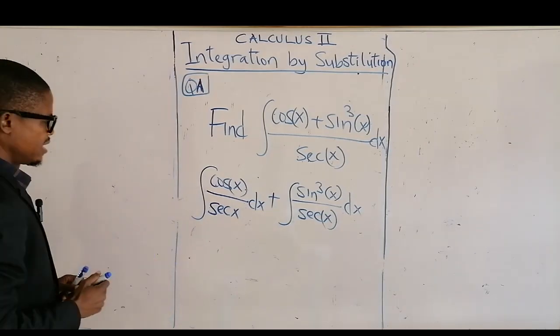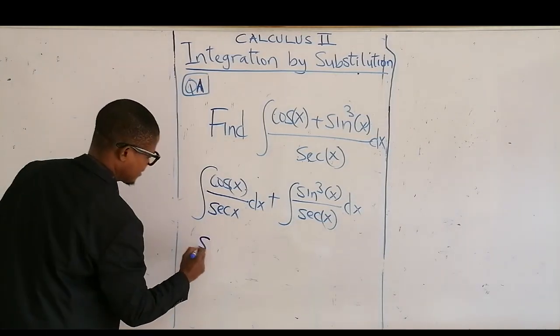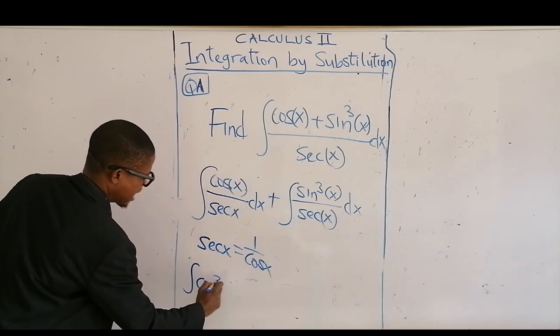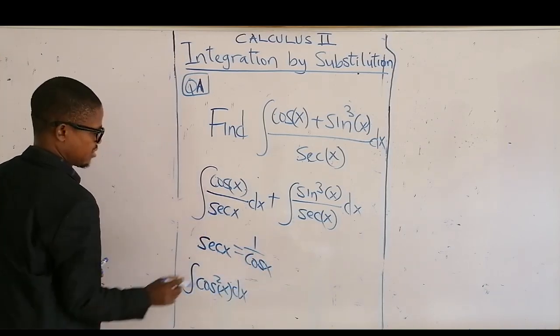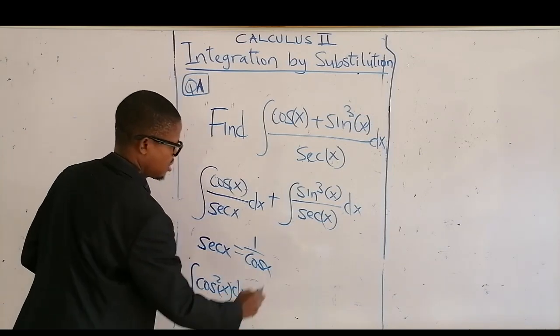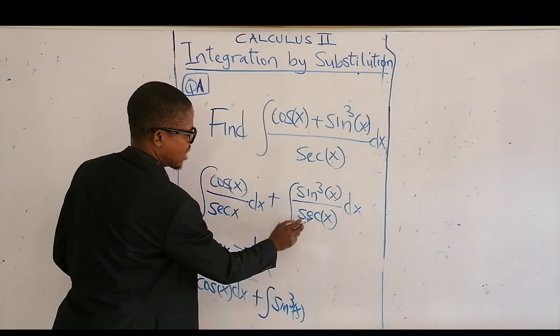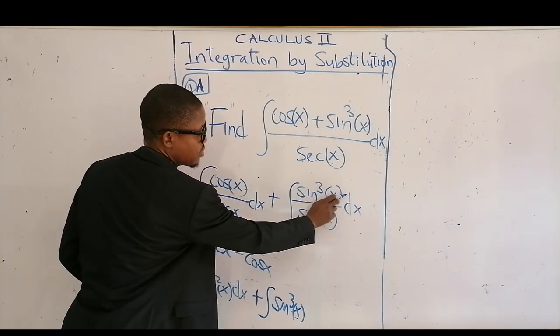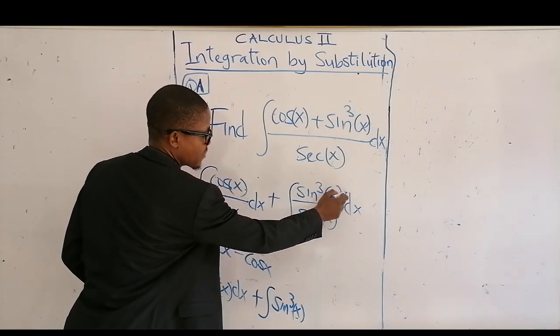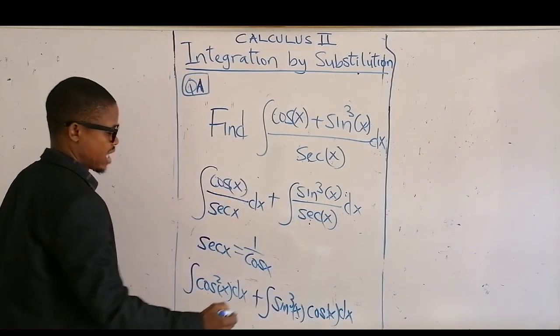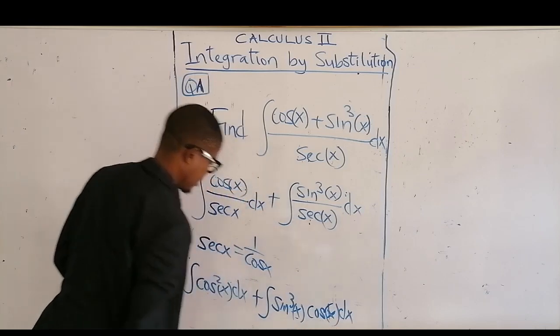Then the next thing to do now, you have to know that sec x is 1 over cos x, so this is cos square x dx. This over this will give you this. Then plus here also the integral of this one, and this is 1 over cos, and you are reciprocating it, there is 1 here over this. That's sine cube x cos x dx. So that's what we have for this case.